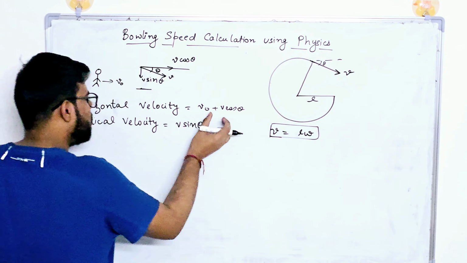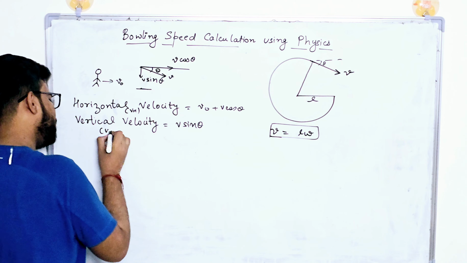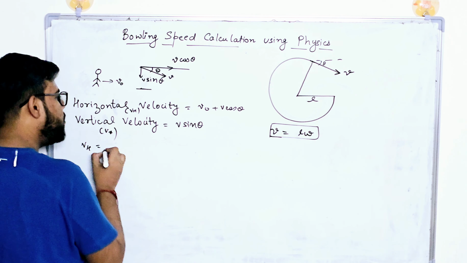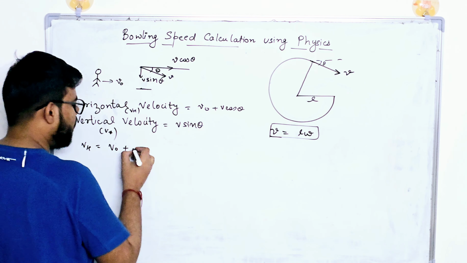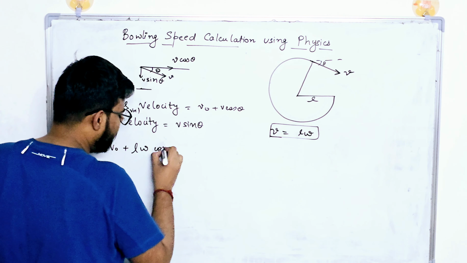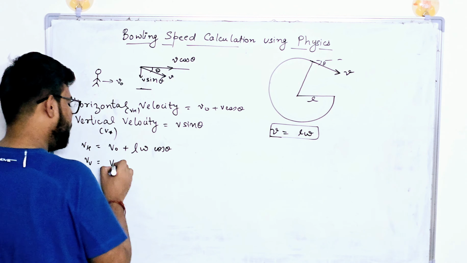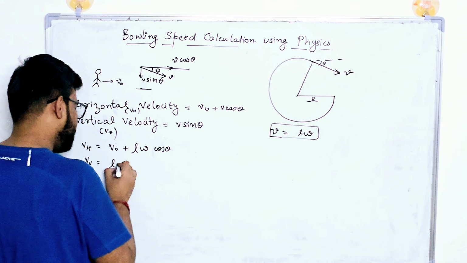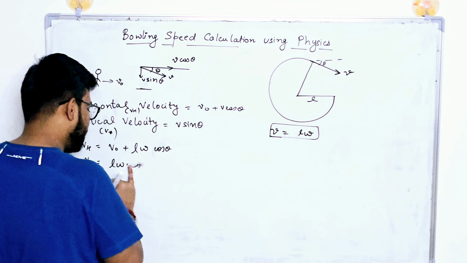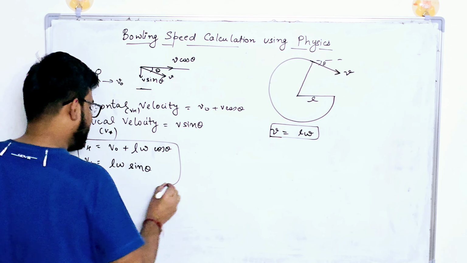So basically you can also write this expression as, suppose this is vh and this is v vertical. So vh is basically equal to v naught plus L omega cos theta, and v vertical is equal to L omega sin theta, right? Okay, like this you can calculate.